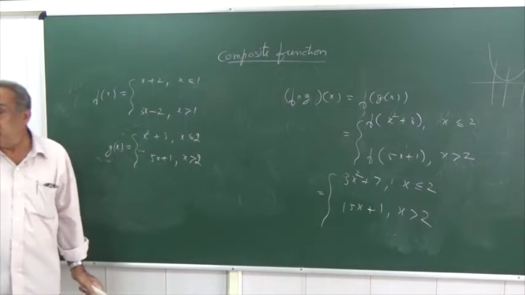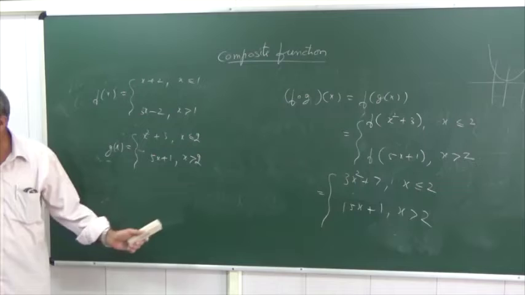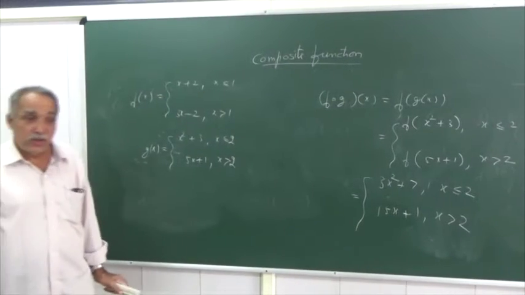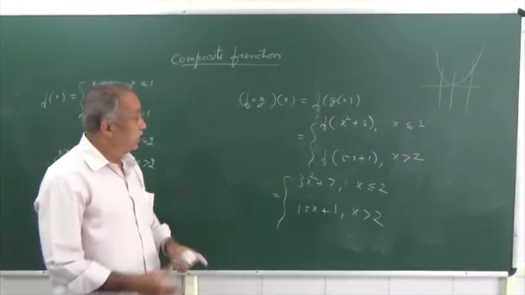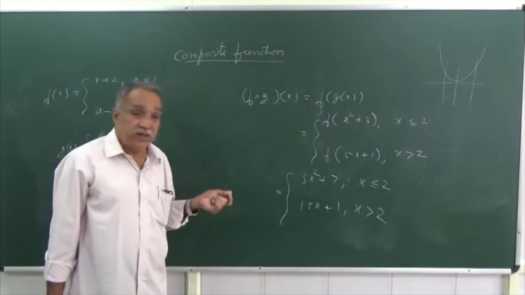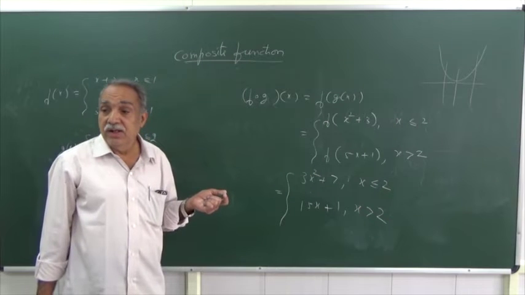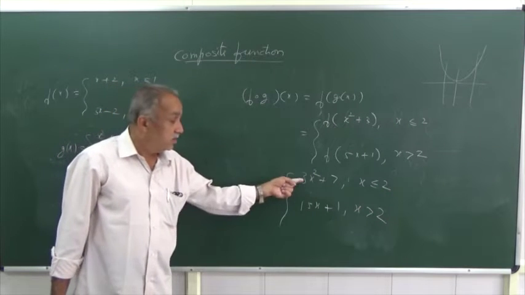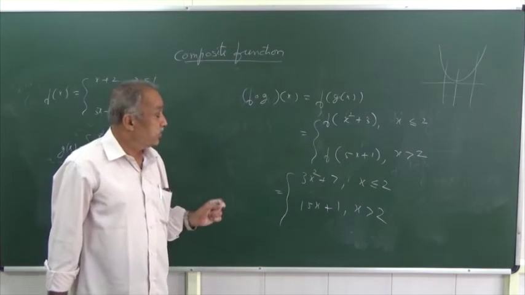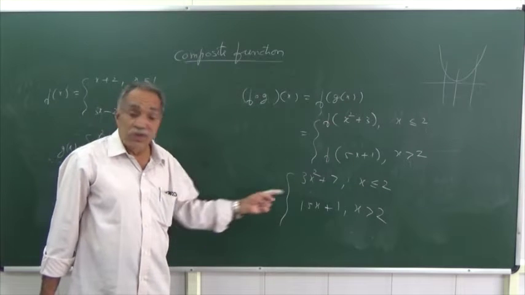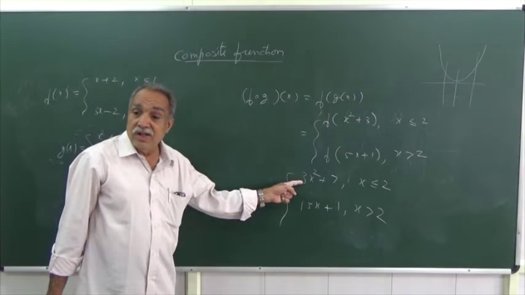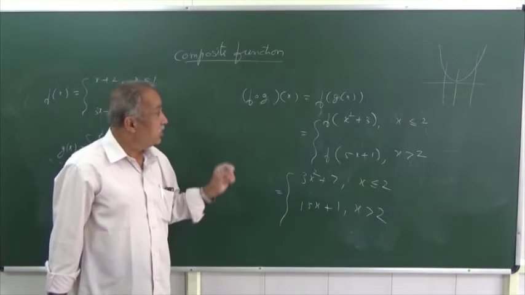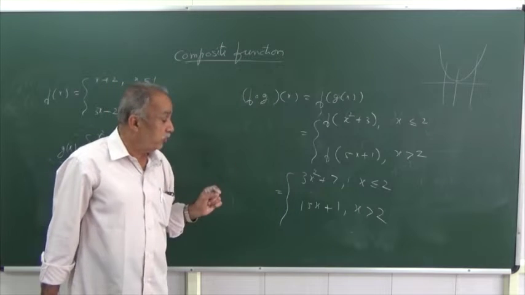Over. Definition is complete. Do you find the function defined everywhere? Yes. Domain, entire set of real numbers. What is f composite g of 1? 10. What is f composite g of 2? 19. What is f composite g of 5?